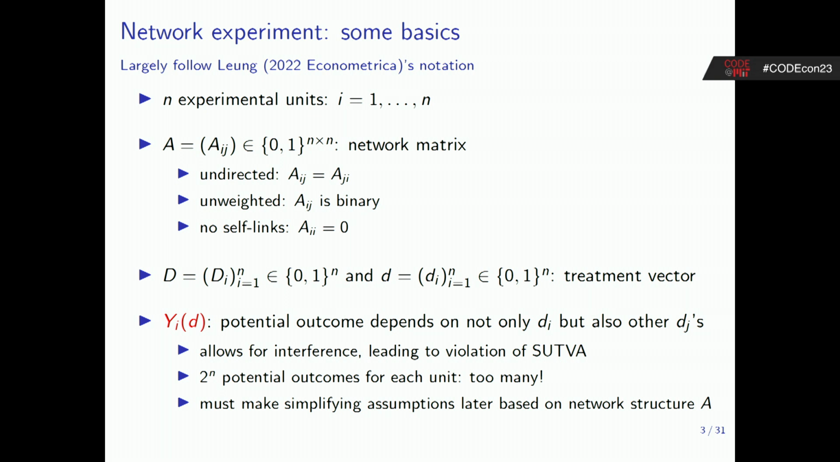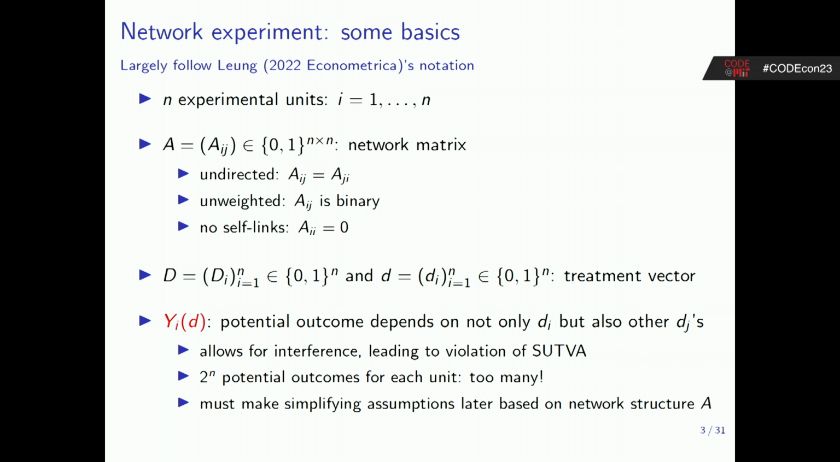I start with notation because I'm a theoretical statistician. And after the notation, I will give you some examples. We consider an experiment with n units. Sometimes I use i or j to index units from 1 to n. And there's a network to capture their relationship. The network structure is represented by a matrix A with binary entries a_ij. We assume the network is undirected, unweighted, the edges are binary, and there are no self-links.